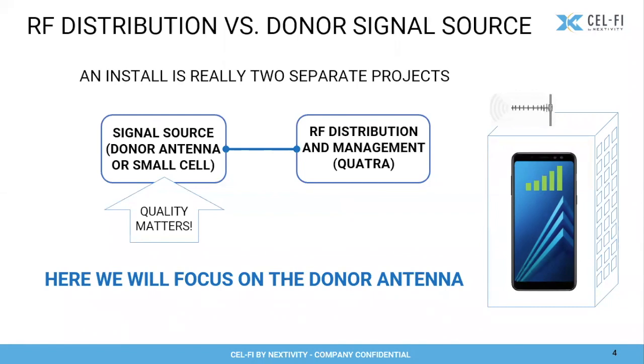All right, I always like to take a project and separate it into two pieces. You have the donor signal source. This is your donor antenna or small cell, but in this case, we're going to concentrate on a donor antenna to the macro network. And you have RF distribution and management, which would be your Quatra system or some other Cel-Fi system that might be attached to the donor antenna. So RF distribution is pretty easy. Planning is not too difficult and deploying systems fairly routine, but the art of this that really comes into play is when you are working on your donor signal source.